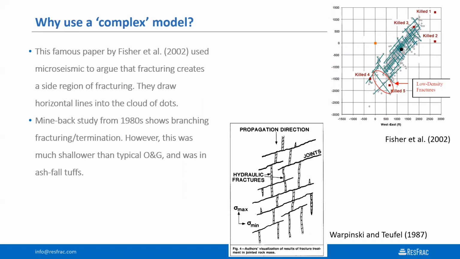All right, so now I'm going to take a step back and talk about some, to me, historical arguments that have been made in favor of a complex model. So top right, this figure is one of the most shown figures, I think, probably in the history of oil and gas. What it's showing is a vertical well in the Barnett Shale and microseismic, and it's representing hydraulic fracturing as a broad fairway of fracturing.